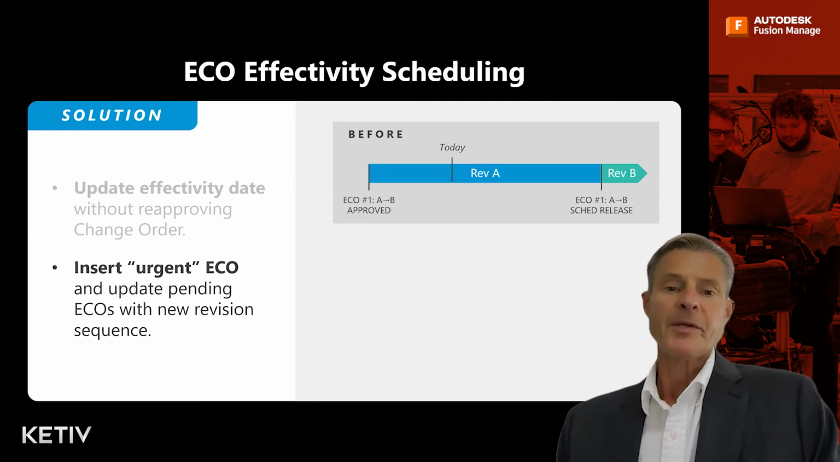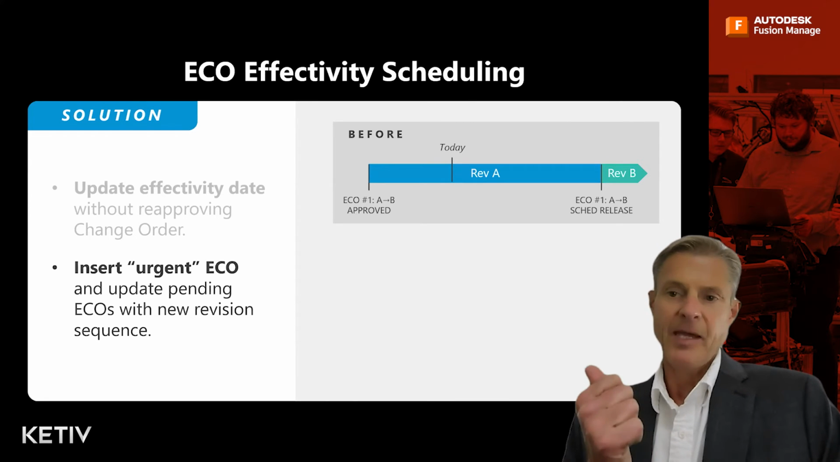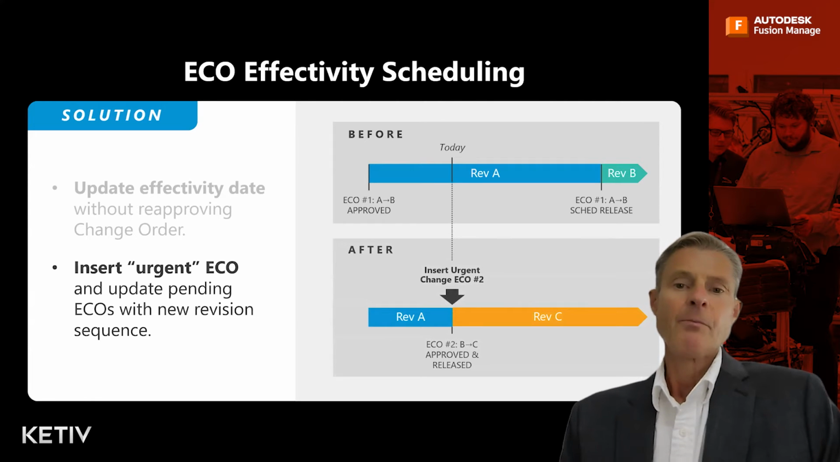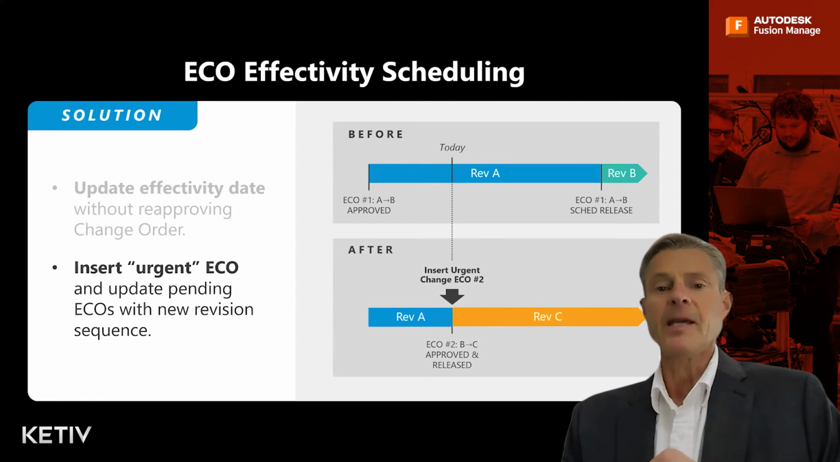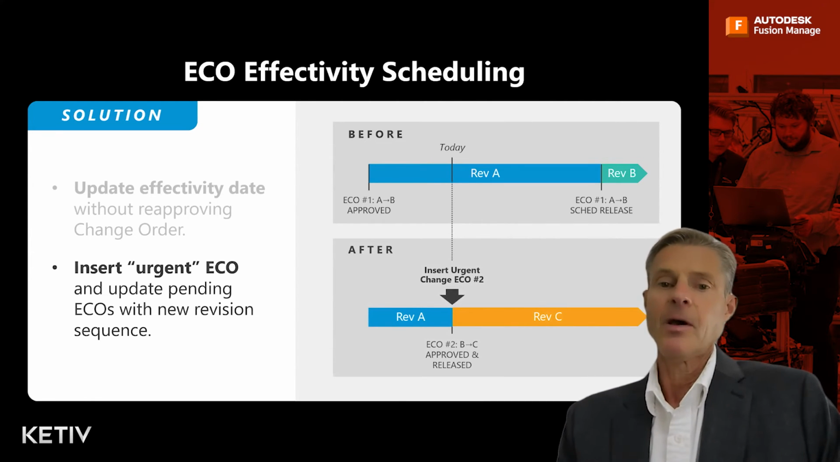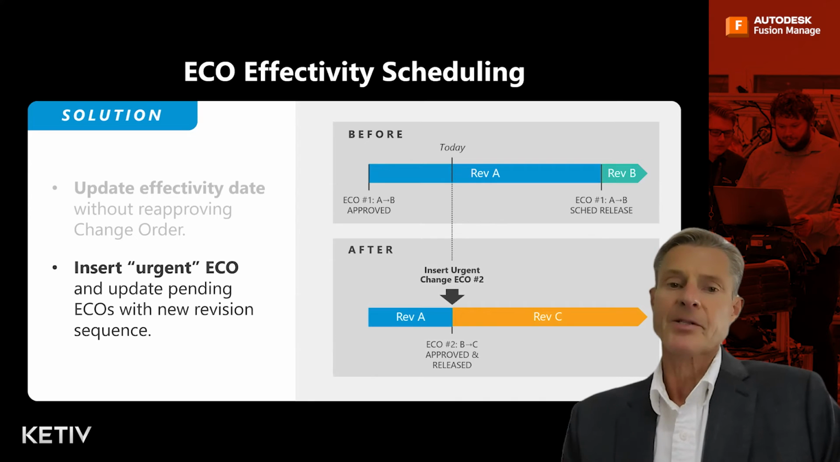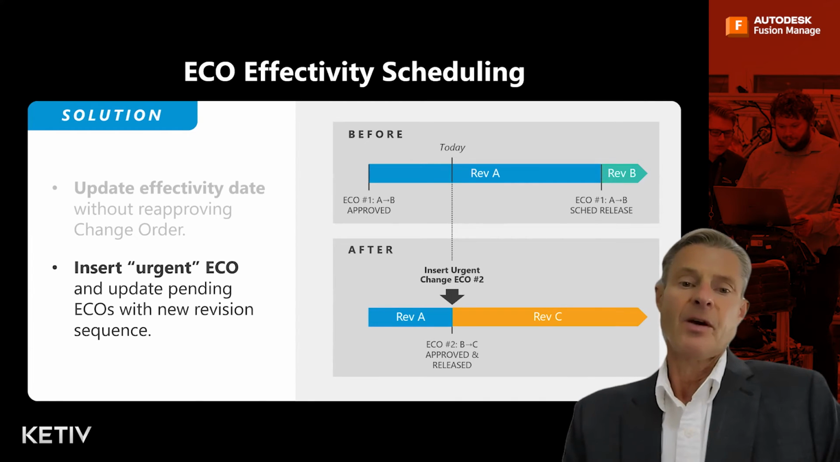So essentially what we would need to do is just add that ECO. Let's make it approved and released today. But instead of going from Rev A to Rev B, it would have to go to Rev C. Why? Because Rev B has actually been taken from ECO number one.